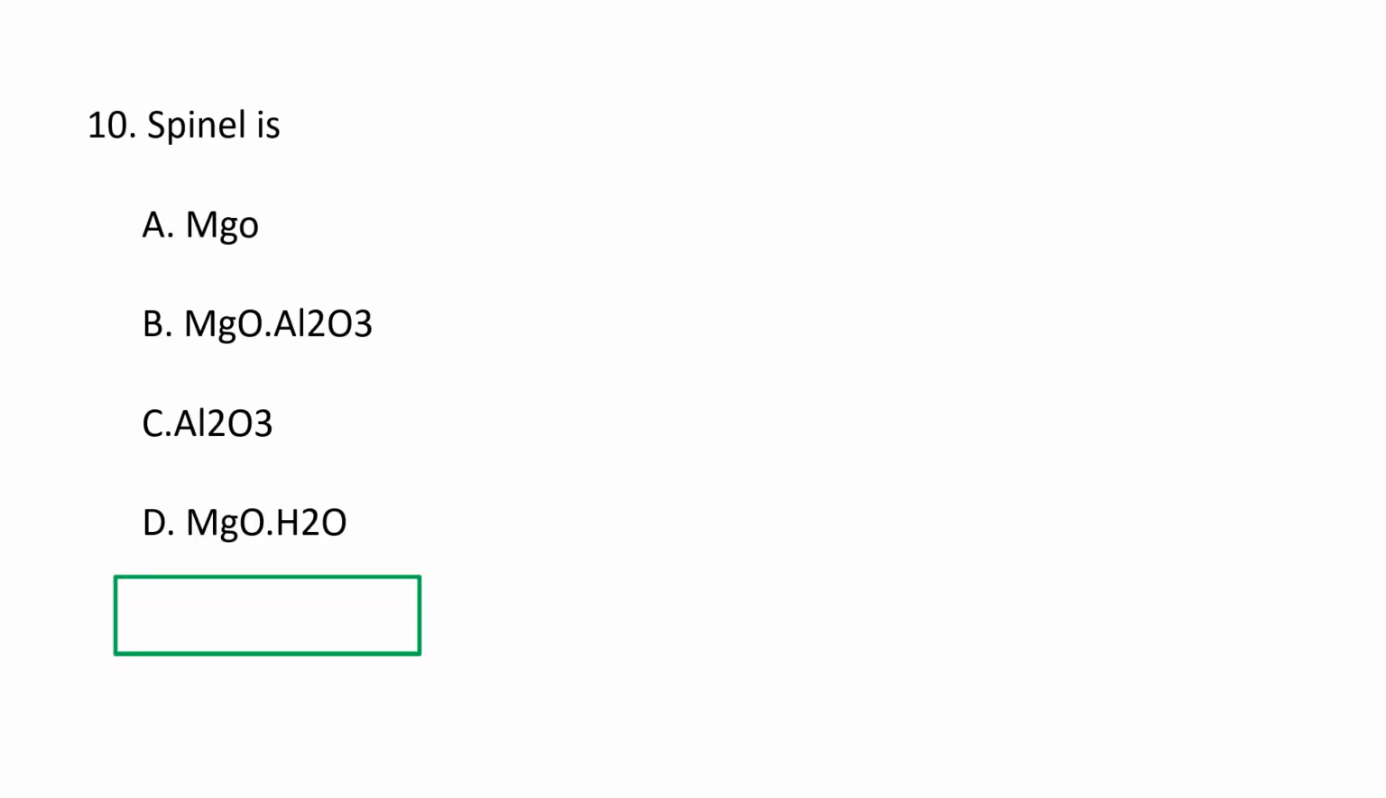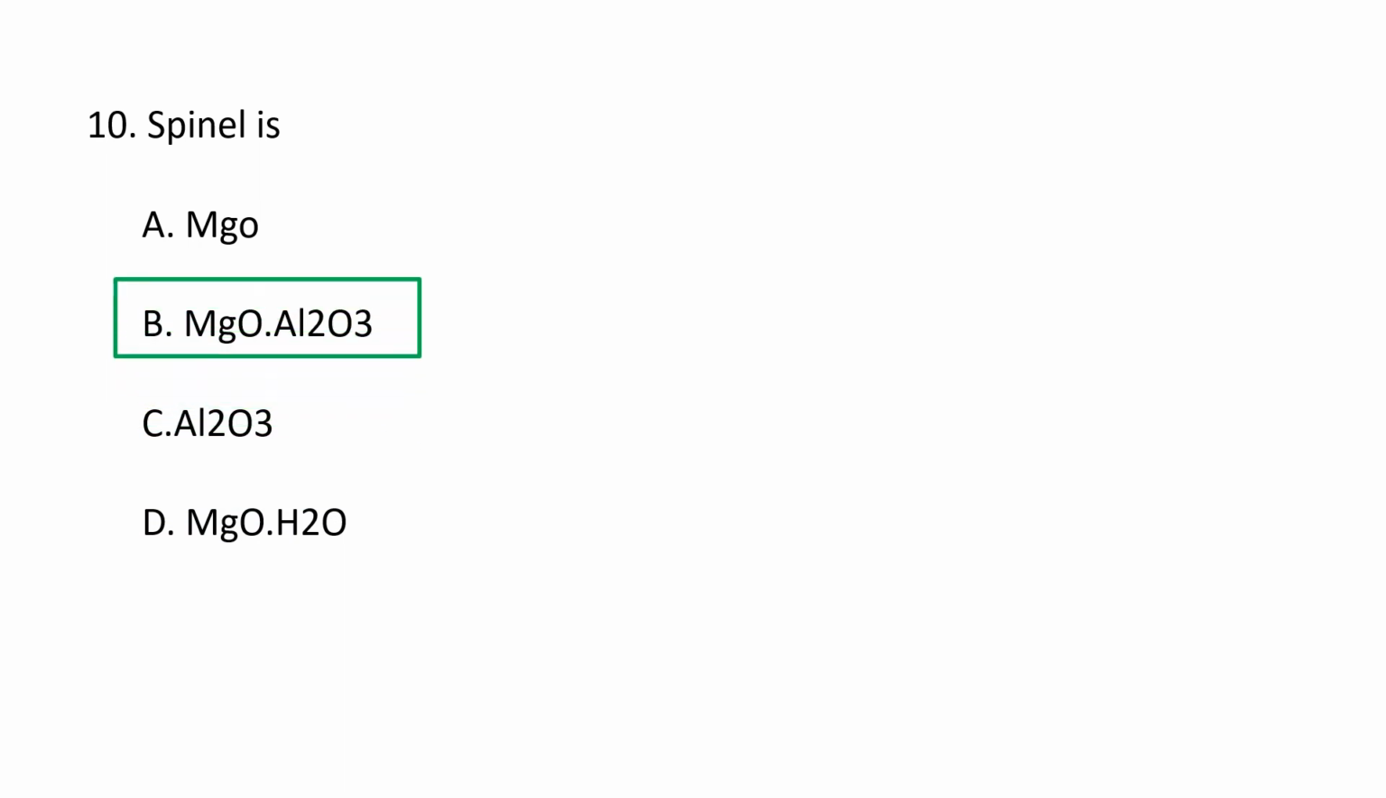Next question. What's the chemical composition of spinel? Spinel is A. MgO, B. MgO·Al2O3, C. Al2O3 and D. MgO·H2O. Spinel is magnesium oxide and aluminum oxide, MgO·Al2O3. B is the correct option.